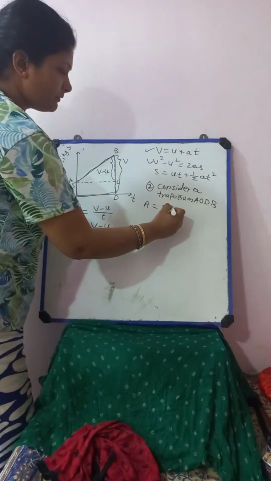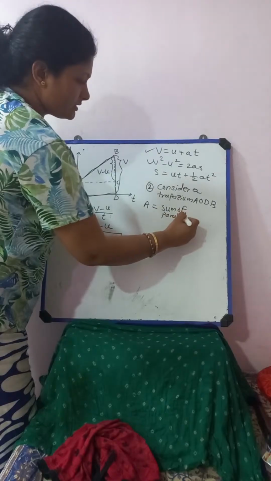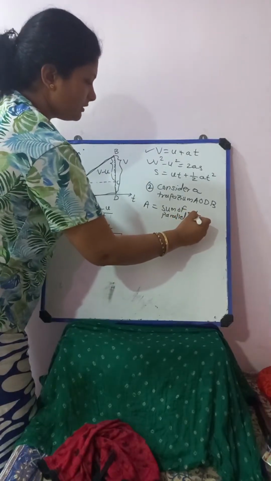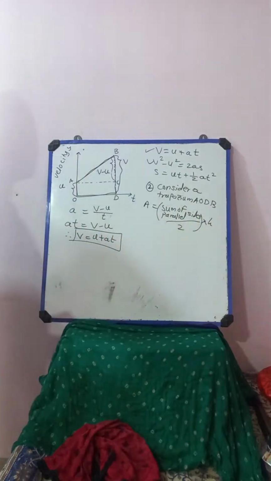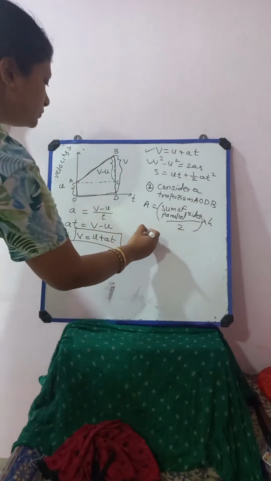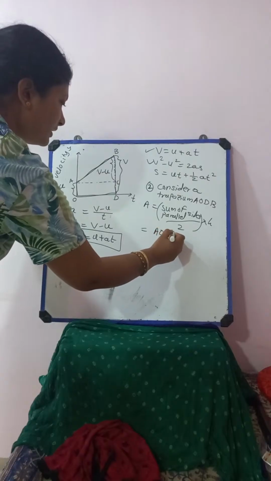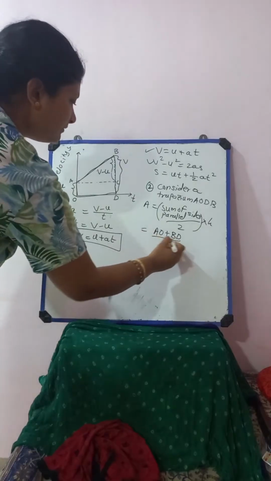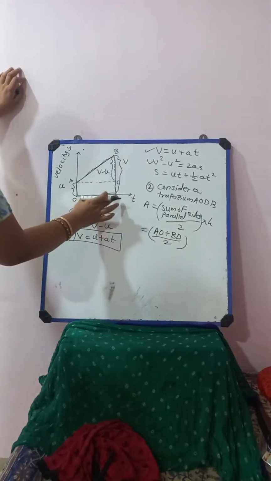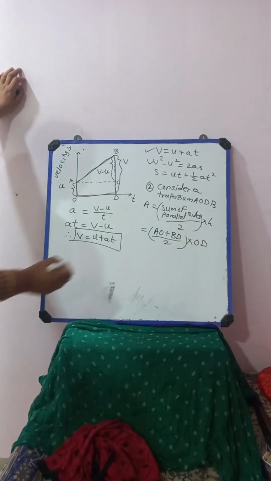So sum of parallel sides divided by 2 into height. This is nothing but the formula for a trapezium. So the sum of the two sides, AO is parallel to BD, so I will write AO plus BD. These are the two parallel lines, AO and BD, and that I will divide by 2, and height you can take as OD.